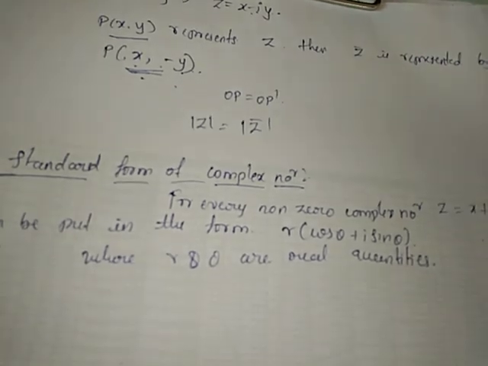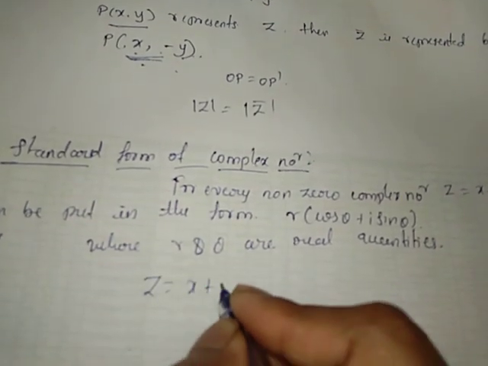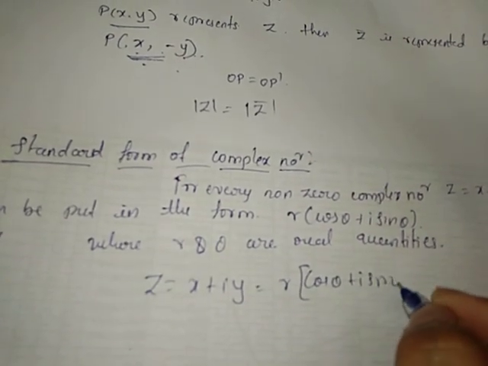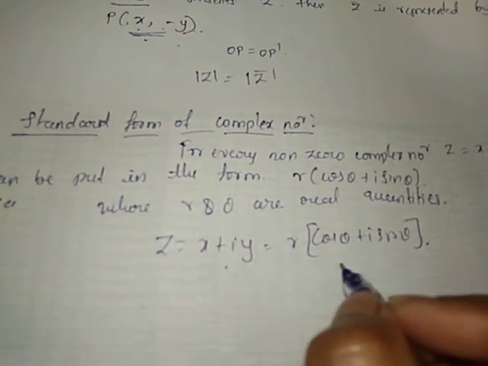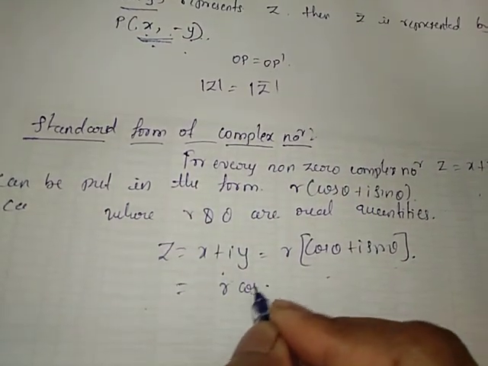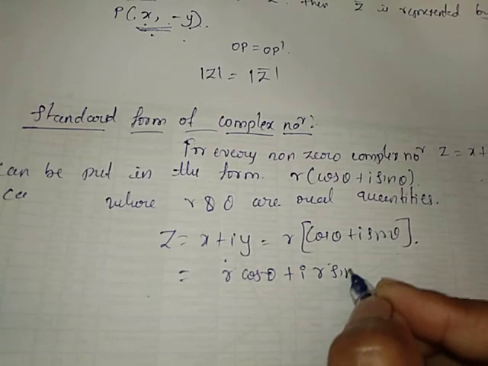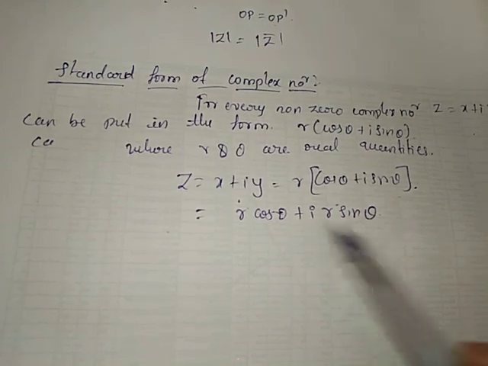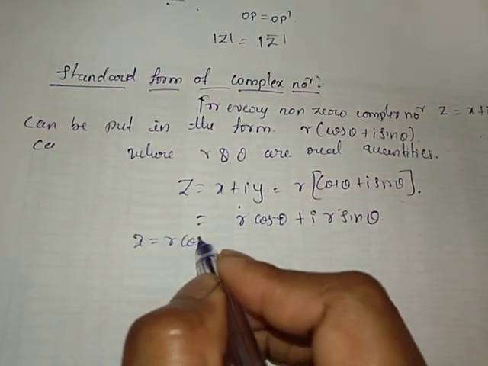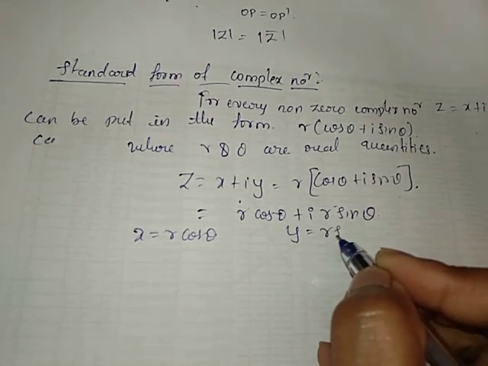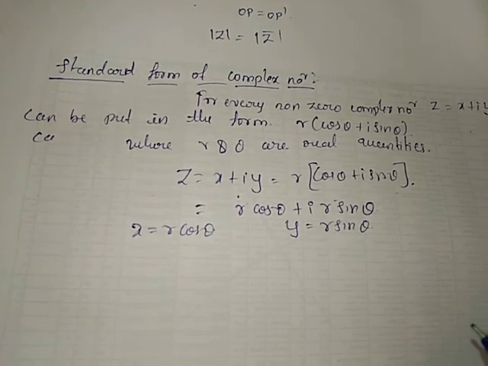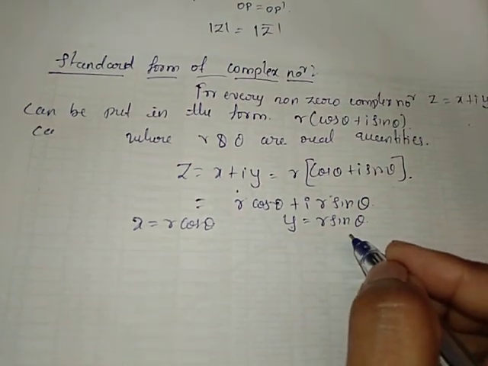R and theta are real quantities, which means the complex number z equal to x plus iy will be represented in the form r of cos theta plus i sin theta. We have to represent the complex number in this form. If you open the bracket, it becomes r into cos theta plus i into r into sin theta. So here x equal to r cos theta, y equal to r sin theta.